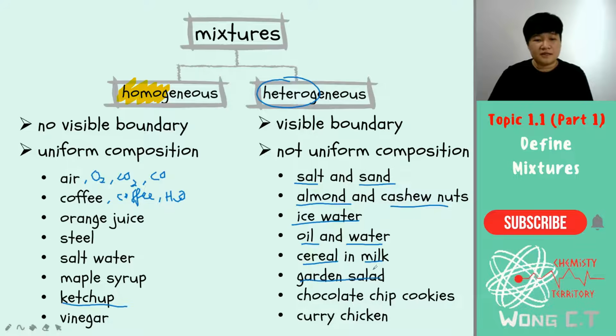Your garden salad, you have all the gravy, your sauce, all types of veggies in the garden salad. Chocolate chip cookies, you can see where the chocolate chips are, where your nuts are, and everything in the cookies. Obviously, chicken curries, you have your gravy, milk, chicken, oil and everything. So you can see all the different boundaries. Okay, so that is the last thing for this video.